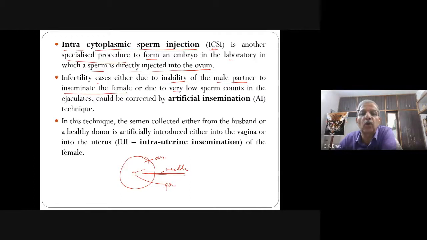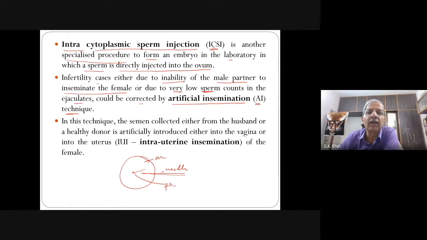Sometimes very low sperm count in the ejaculates could be corrected by artificial insemination, the AI technique. Artificial insemination means, as I told you, I will show you, there is some time. Yes, I will show you what is done through some other gadget, what is called a catheter. We introduce a catheter into the vagina, and into the catheter, either that husband's sperm or some other sperm is made to pass.